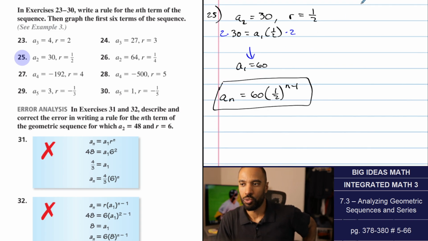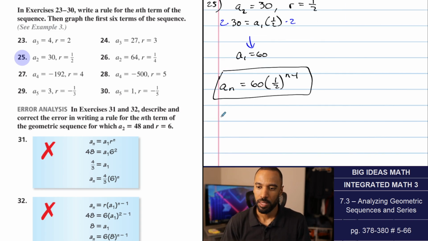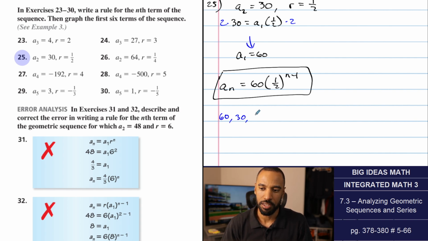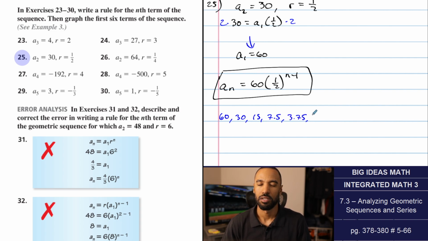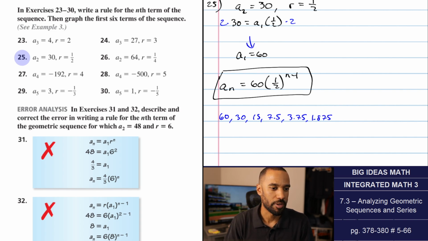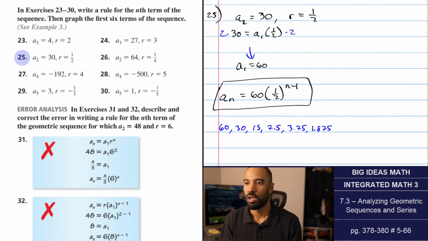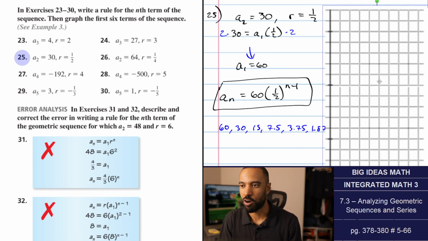We are going to come up with our 6 terms here. Let's see how many decimals we get, and I'll write them as decimals. So 60, 30, 15, 7.5, 3.75, 1.875. I don't know if I did that right. 3.75 divided by 2. Yes, 1.875. Still positive numbers for our first 6 terms.